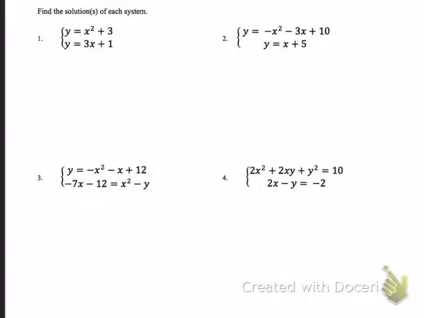Okay, 9.7 is quadratic systems of equations. Like the linear systems of equations where you had two lines and they intersected, it's the same thing, but now we're going to be using conic sections intersecting. So, this process is the same.